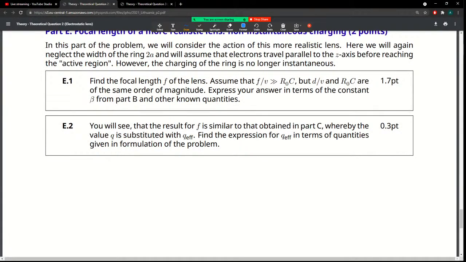In this part of the problem, we'll consider the action of this more realistic lens. Here we will again neglect the width of the ring 2A and we'll assume that electrons travel parallel to the z-axis before reaching the active region. However, the charging of the ring is no longer instantaneous. Find the focal length f of the lens. Assume that f over v is much greater than r0c, but d over v and r naught c are the same order of magnitude. Express your answer in terms of the constant beta from part B and other known constants.